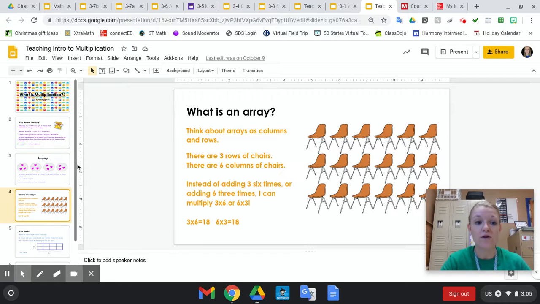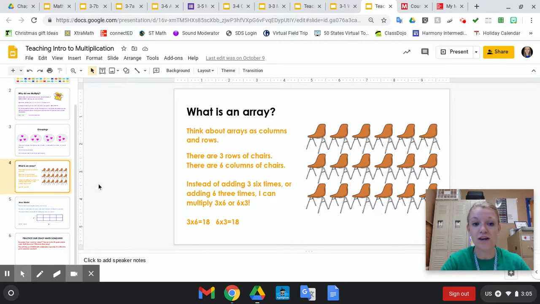We also have arrays in multiplication, and arrays are columns and rows. So how many things are in each row? How many rows are there? If we multiply that together, we figure out the total amount. So this was a 3 by 6 or a 6 by 3. And so 3 times 6 or 6 times 3, whichever way you look at it, is 18.